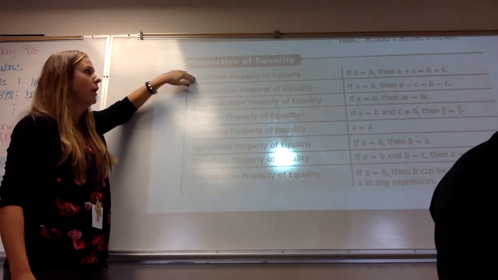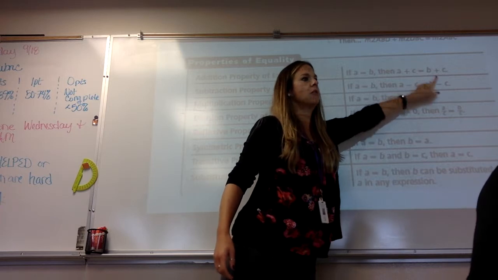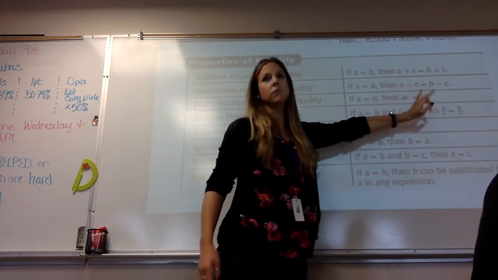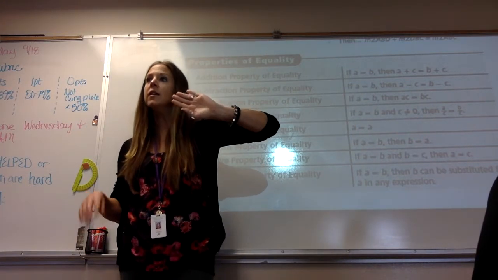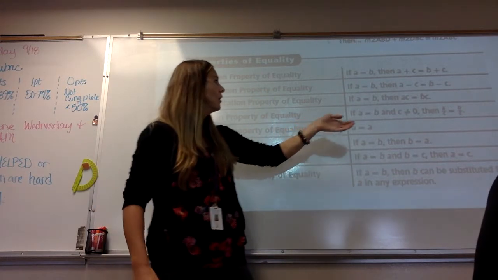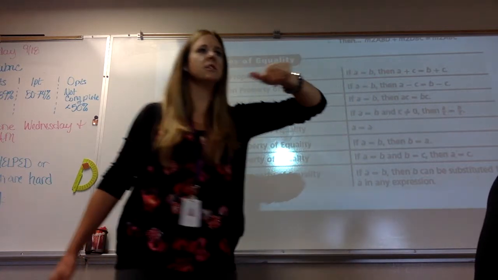The addition property of equality allows you to do what to both sides of the equal sign? Add. So the subtraction property of equality allows you to do what to both sides? Subtract. And then so on and so forth. Multiplication the same way. Division, the new one, works the same way. It allows you to divide each side of the equal sign by the same value without changing the equal sign.